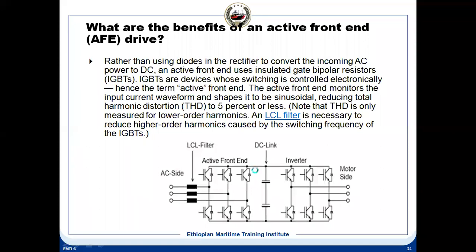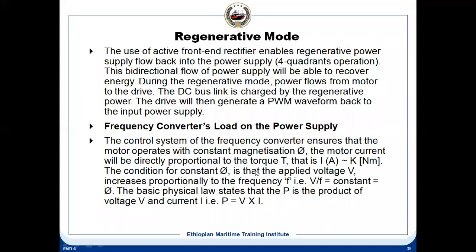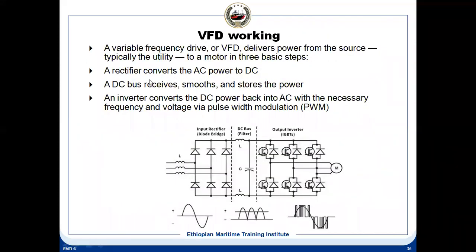This is called the active front end. So this is a VFD working. As I told you, a variable frequency drive delivers power from the source to the motor in 3 steps. A converter section, which will convert AC into DC.